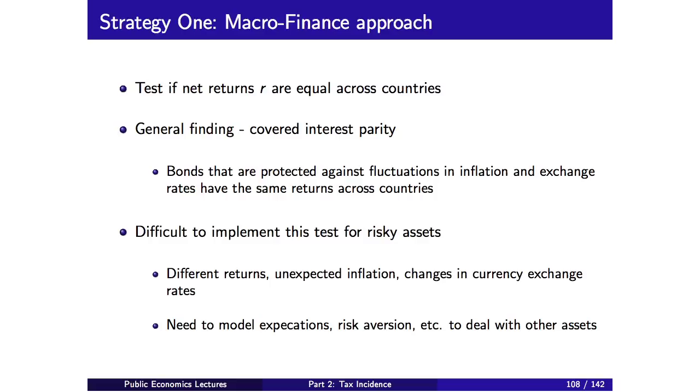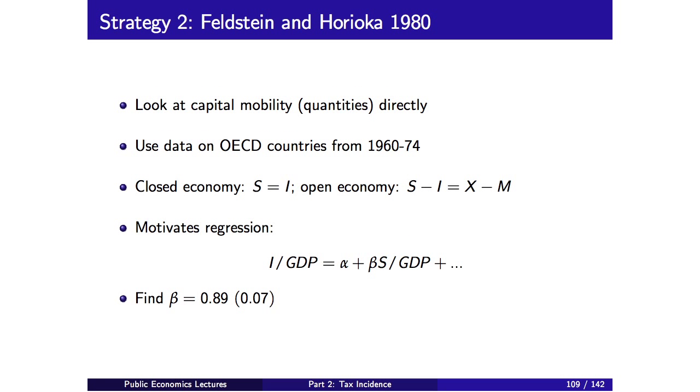It's not as clean as this where you just literally look it up and see if the interest rates are the same. And so then it's like a much more messy situation. Is this true or not? Not really clear. Okay? So that kind of motivates the second approach, which is the quantity-based approach, and that's to look at capital mobility directly.